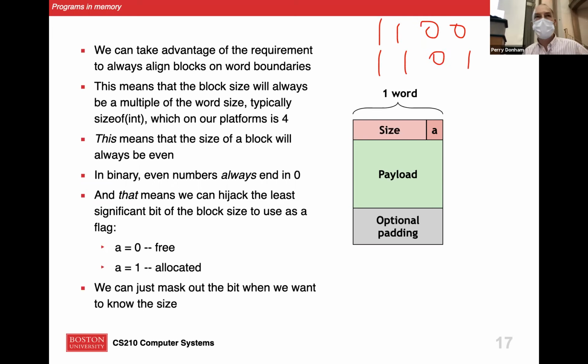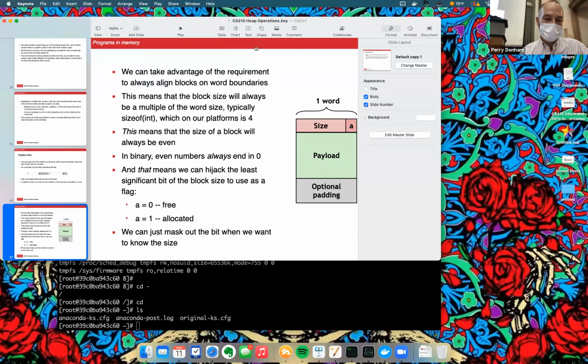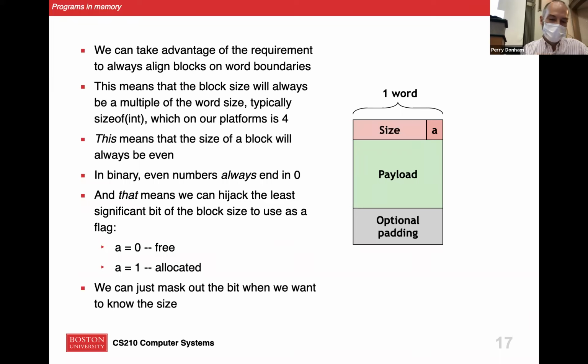1101. So the top one's even, the bottom one's odd. In binary, even numbers always end in 0. It makes sense, right? Because that bit is the 2 to the 0 position. 2 to the 0 is 1. How many 1s do I have? Well, in an even number, how many 1s do I have? Not any, right? Odd numbers always have a 1. So I can tell even from odd based on that last bit.